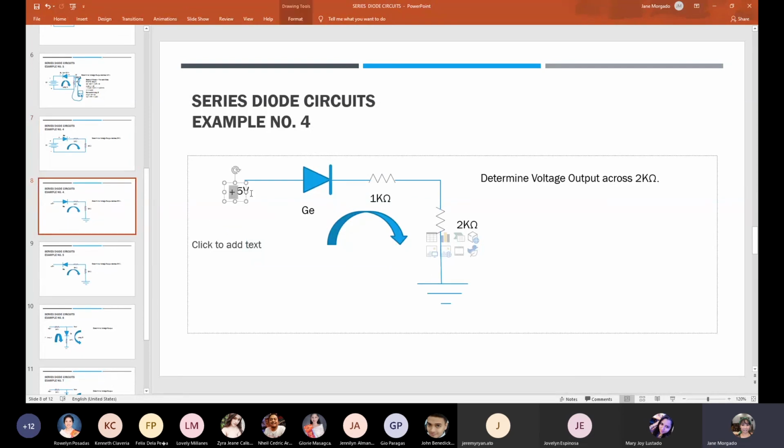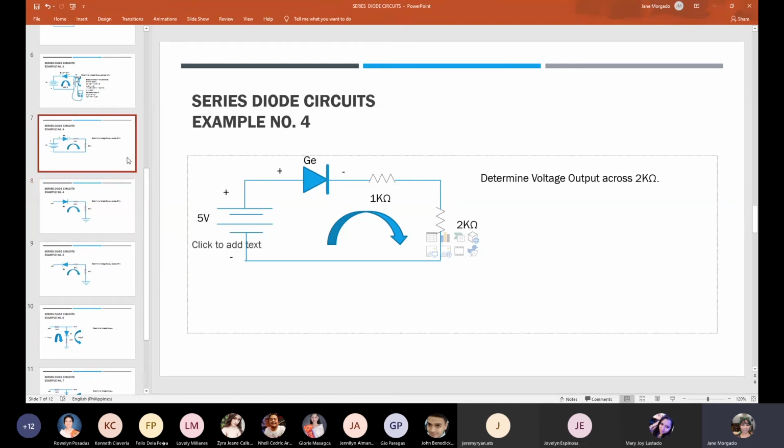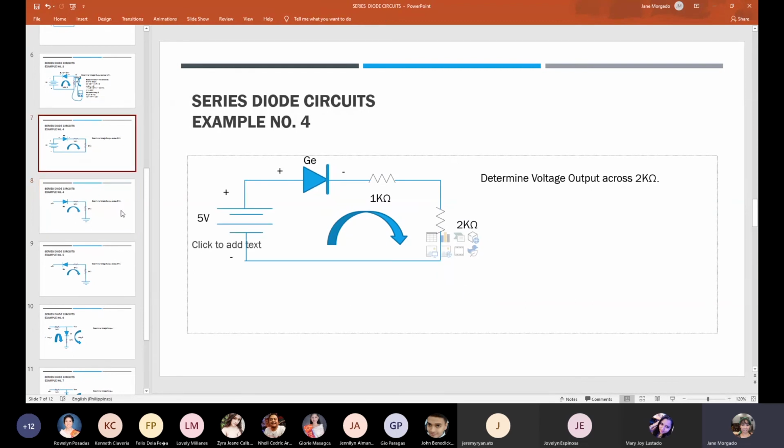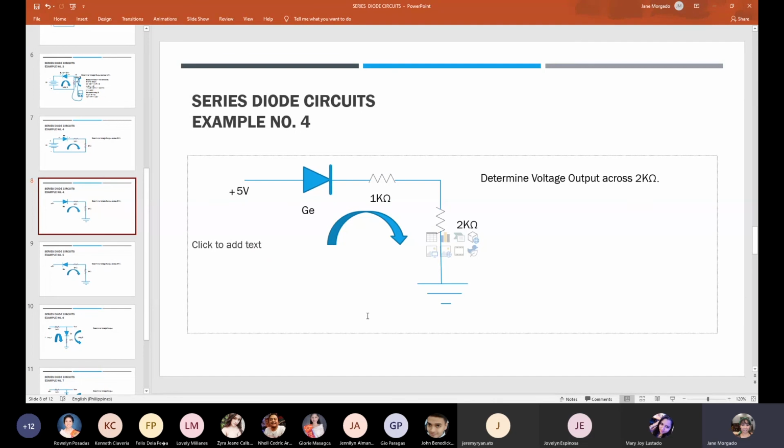Take note. Parang nodes na lang siya. Instead of drawing the battery, nireplace natin siya ng nodes and ground. Parang hanggang dyan na lang siya. Same sila nito. Take note, class. They're just the same. Determine the voltage output across 2K. So again, anong unahin natin? Pag tayo, anong una natin establish?